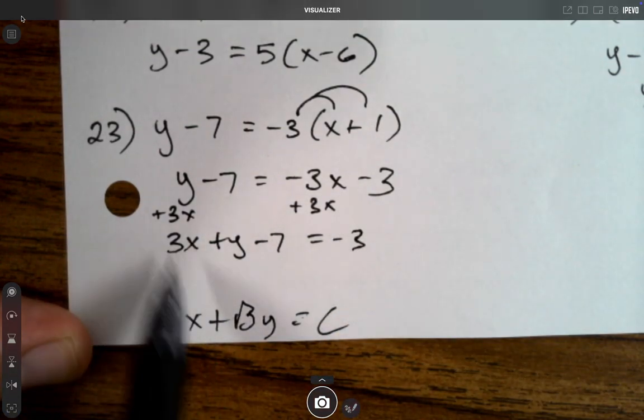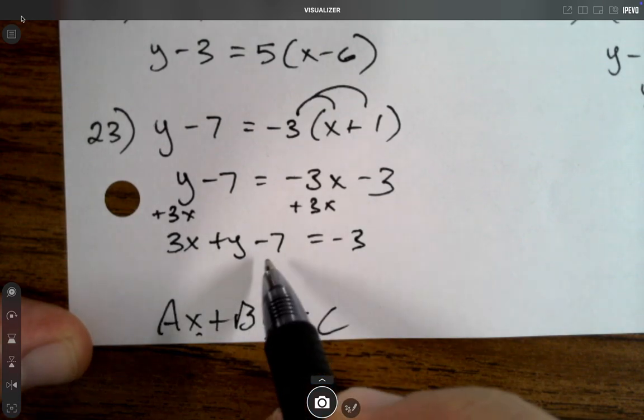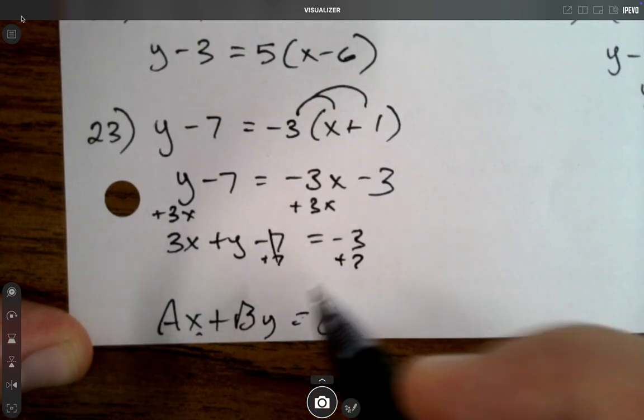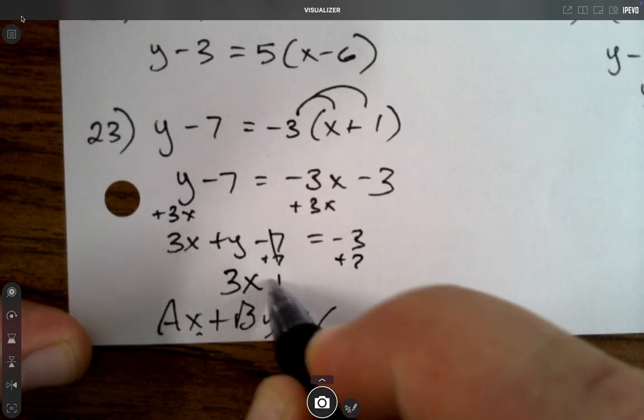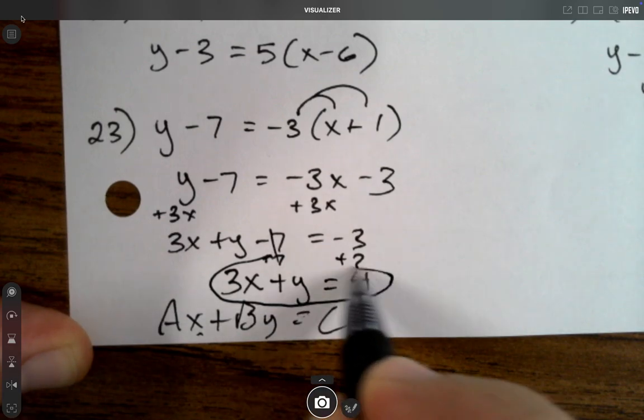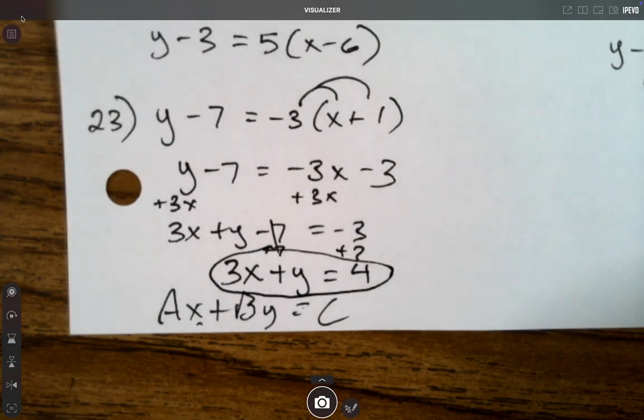So I've got the x and the y term where they need to be, but I need all the constants over here, so I'll have to add 7 to both sides. So my final answer would be 3x plus y equals 4. Sorry, they get a little crowded in there.